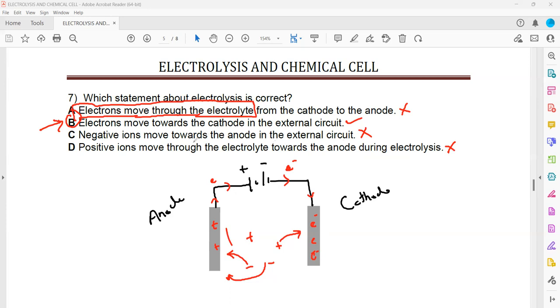So negative ions move towards anode in external circuit. In external circuit, negative ions are not moving. They're only attracted towards anode. And the positive ions are attracted towards cathode. But here it's written the positive ions move towards anode. That is totally wrong. They're attracted towards the cathode.